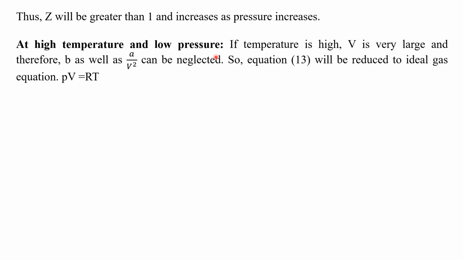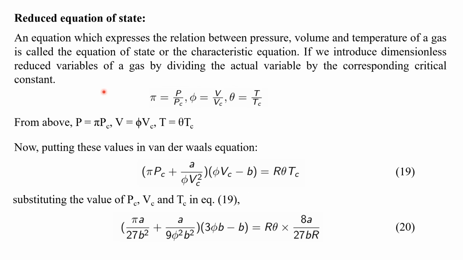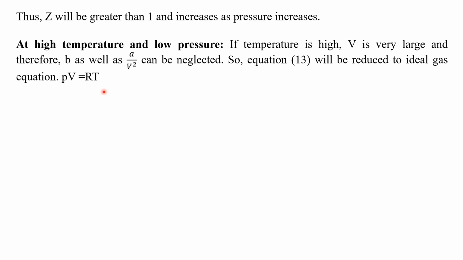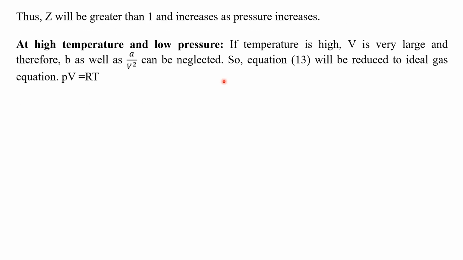At high temperature and low pressure, if temperature is high, V is very large and therefore B as well as A by V square can be neglected. So equation 13 is reduced to the ideal gas equation. At high temperature and low pressure we can neglect both the correction terms A and B, so we get the ideal gas equation. Real gas molecules behave ideally at high temperature and low pressure.